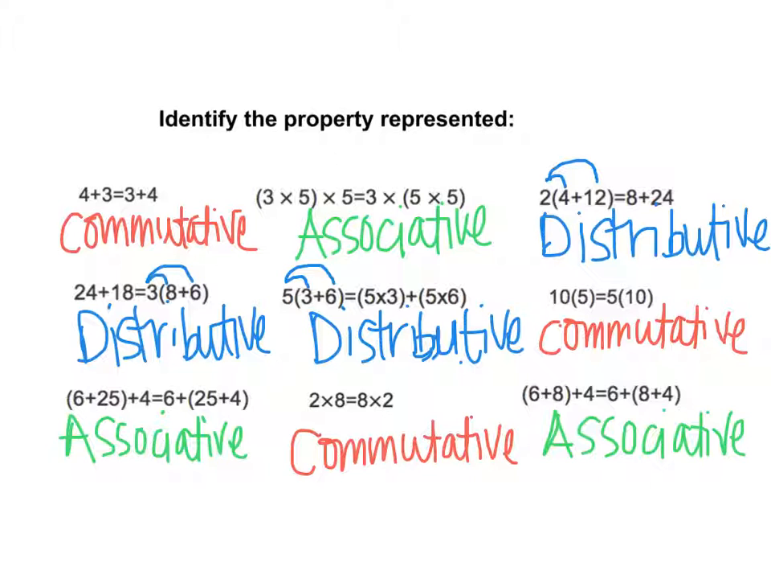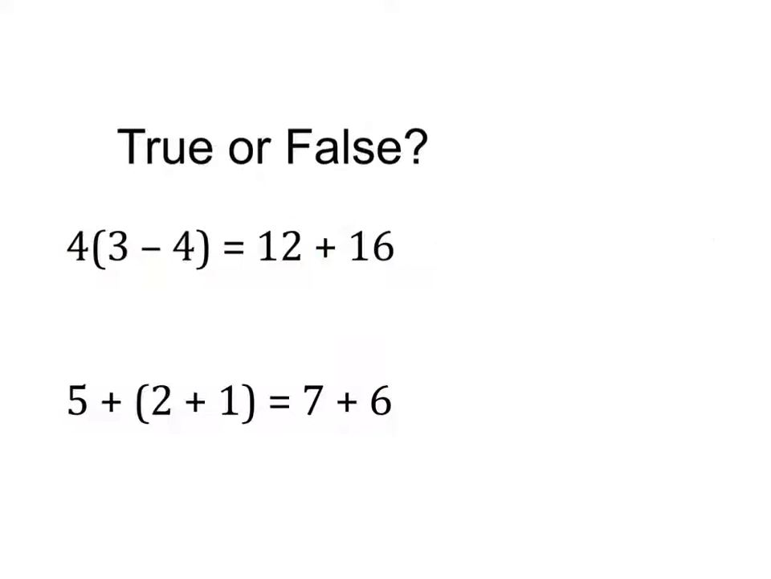6 plus 25 plus 4 equals 6 plus 25 plus 4. This is associative because the only thing that's changed is the groupings. 2 times 8 equals 8 times 2 is commutative because the numbers changed. And 6 plus 8 plus 4 equals 6 plus 8 plus 4. The only thing that's changed is the groupings, so that is the associative property. All right, try these last 2 true or false problems.